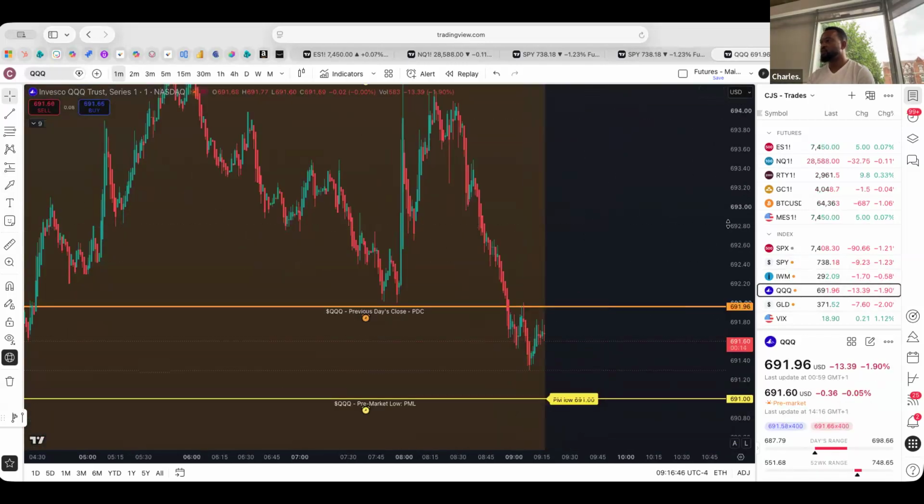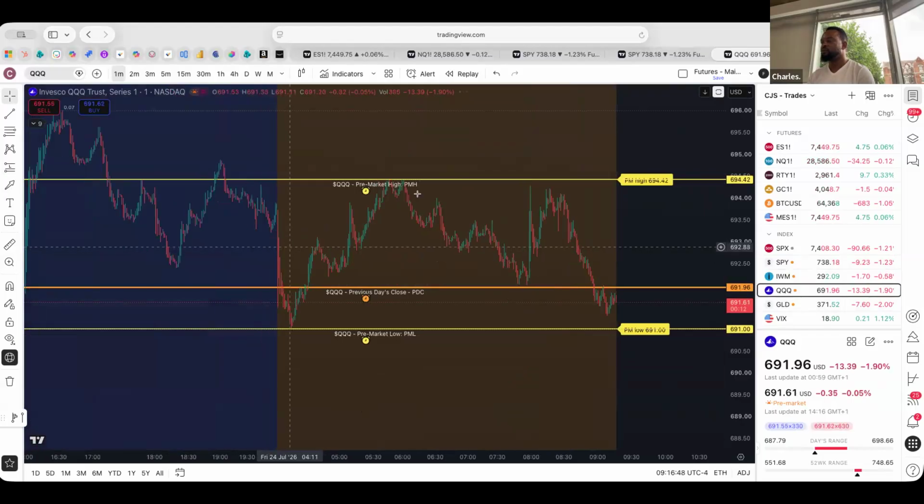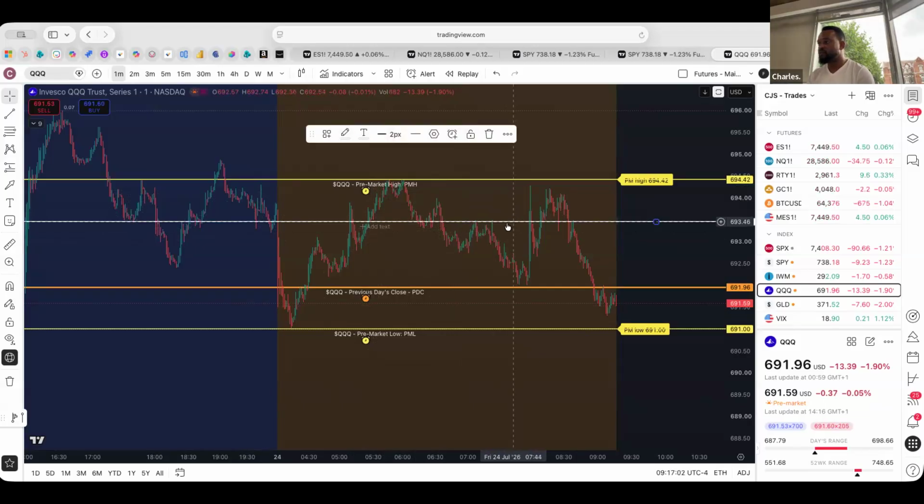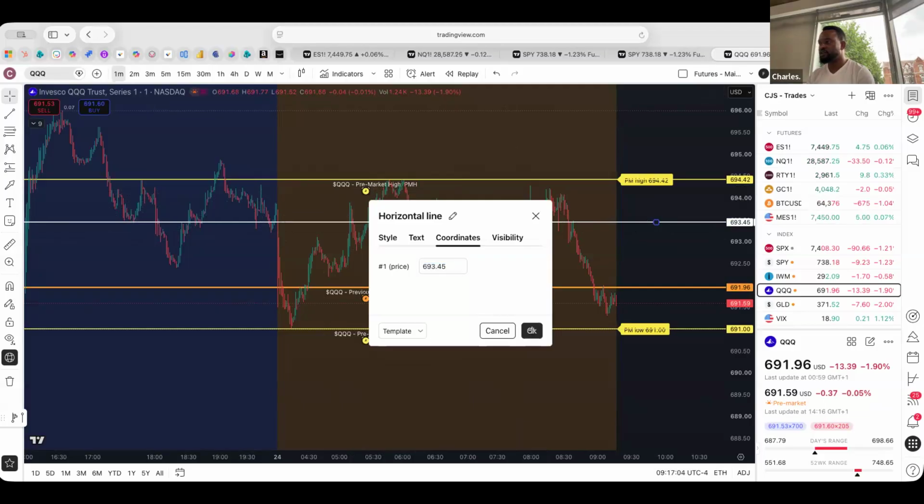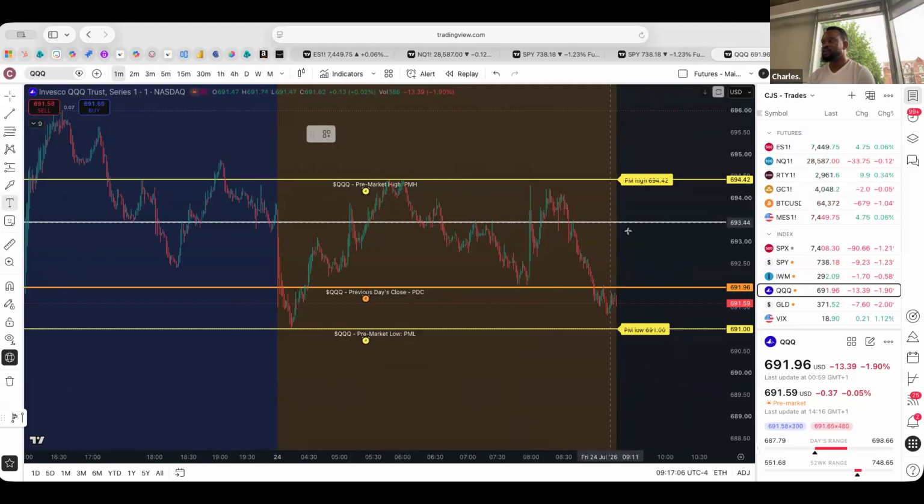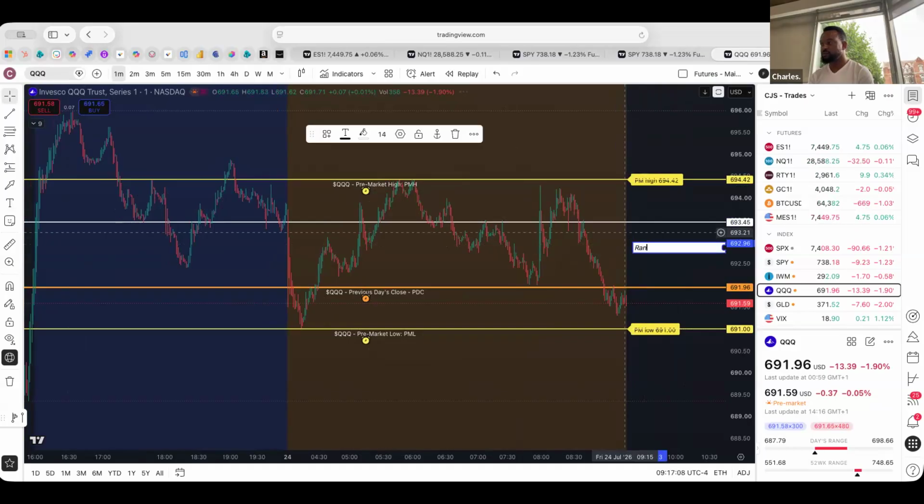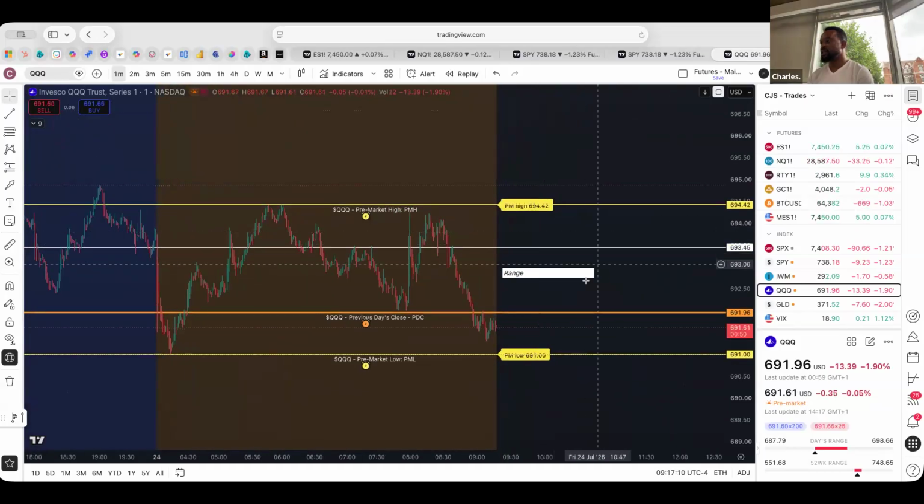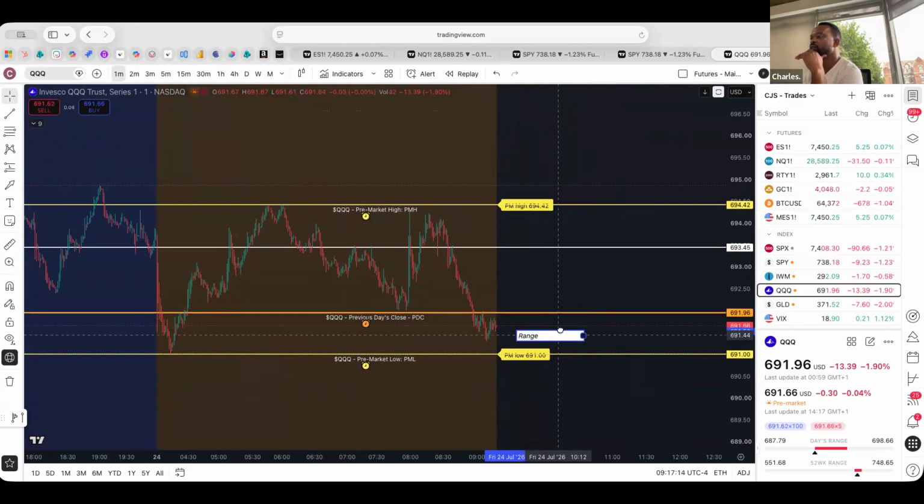For QQQ, pre-market high and pre-market low is the same. There's this area, price has gone up, come down, up, down, this area, bounce. So this area, we could draw a line, just make sure it's touching as many touch points as possible. I like to do 4, 5. I like round figures, sorry. So we could do here is the range. And then, no, actually, what am I doing? Here is the range.